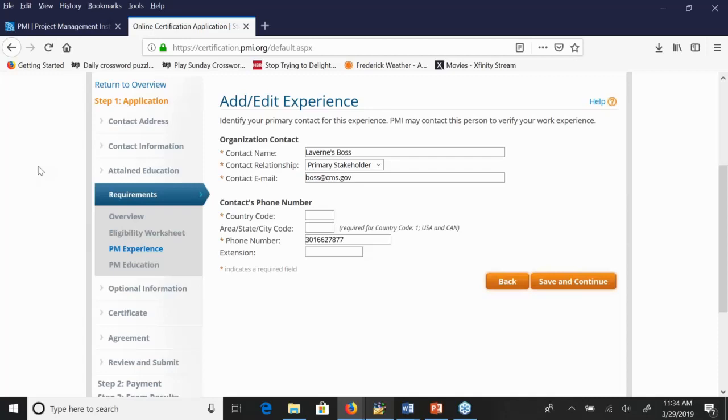The reason I say that is because if you get audited, they'll send you a copy of your application in a slightly reformatted way, and it'll say, here's your first work experience, here's your second work experience, here's your third work experience, and so on. You'll take your first one and go find your organizational contact. You'll walk up and go, hey, Laverne's boss, I need you to look at this and sign it. Now, if you have reviewed your application with them beforehand because you chose them as an organizational contact, life is good.